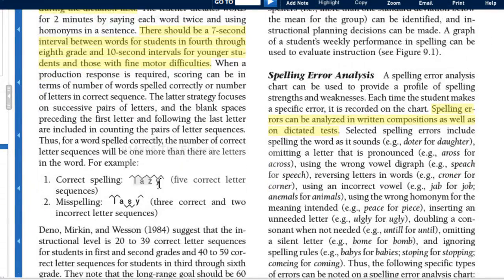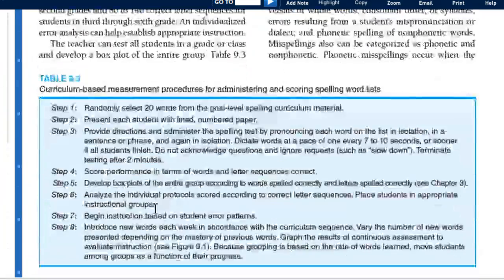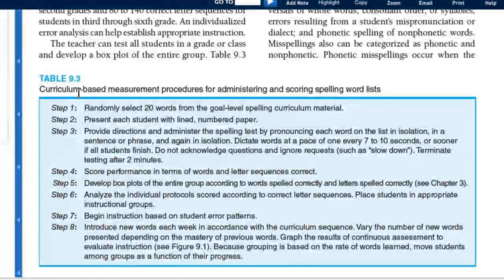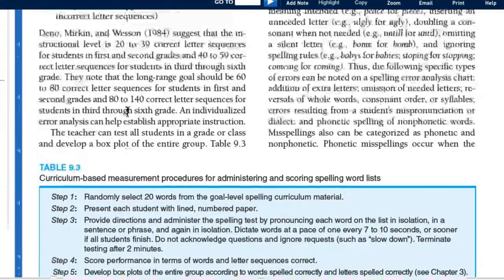And then this is interesting, how you evaluate this. You look very specifically at letters. For example, if the word is lazy, you got 5 correct letter sequences in a row. But in a misspelling, if you stuck an S in here, they're saying there's 3 sequences that are correct, but 2 that are incorrect. And that explains that in the curriculum-based. And here are those curriculum-based procedures. I didn't give you that.